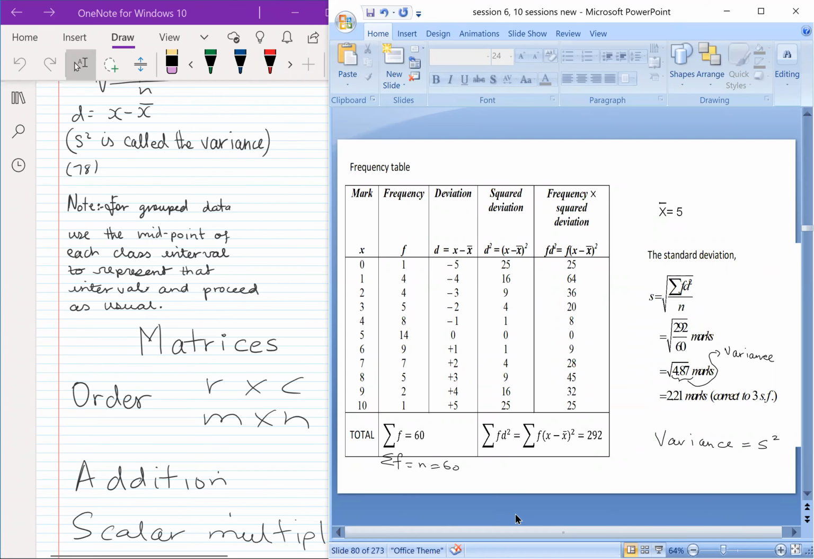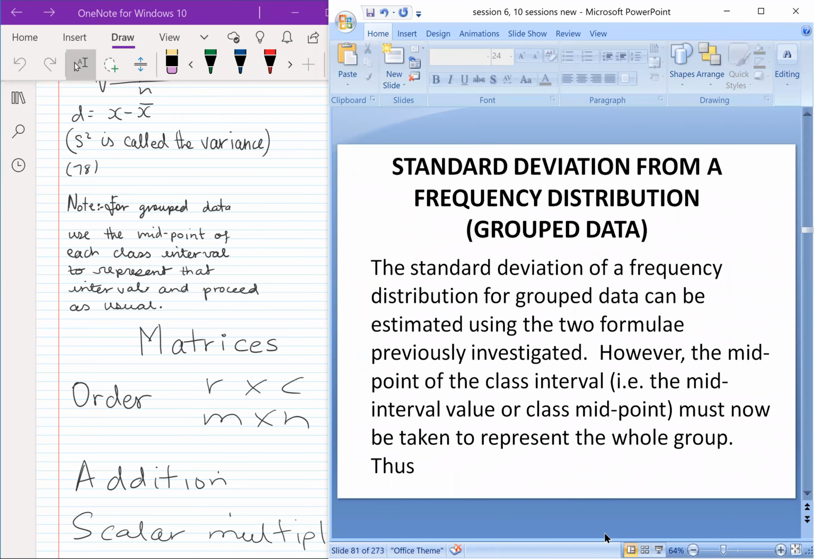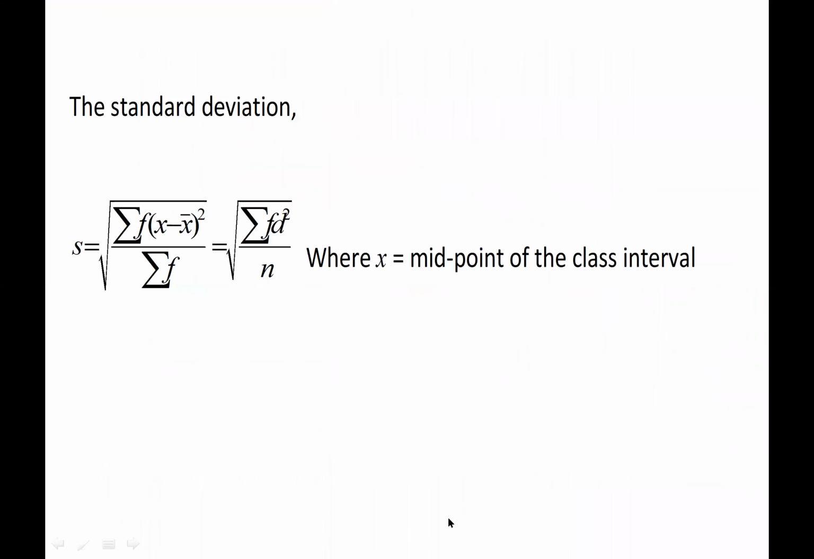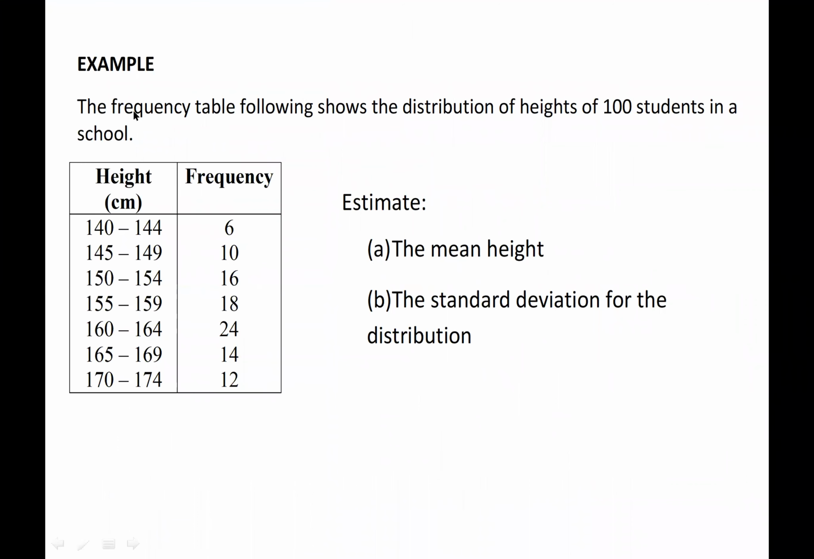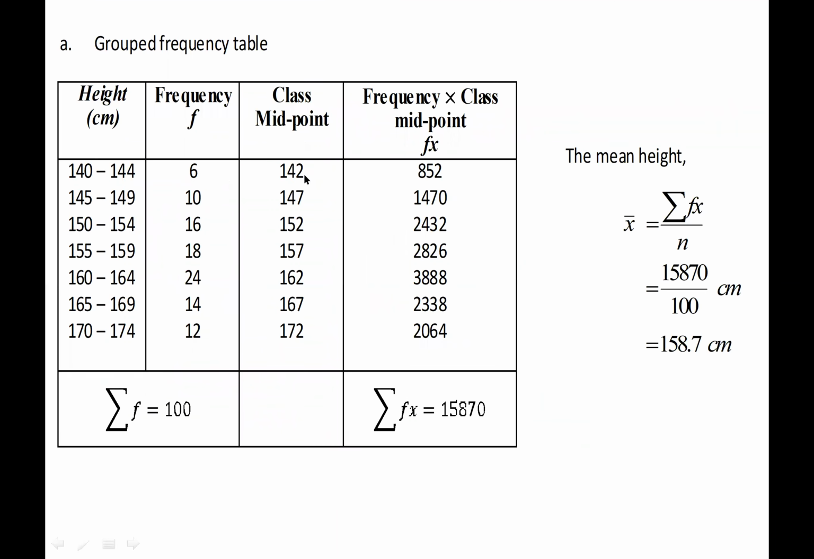So I'm just going to show you what we mean by that, because there's an example here where the frequency table shows the distribution of heights of 100 students in a school. Estimate the mean height and the standard deviation. For both the mean and the standard deviation, we have to use the midpoint of all of these to do these calculations. So for example, we'd have to find the midpoint of 140 to 144, which is 142. The midpoint of this, 147. The midpoint of that, 152.